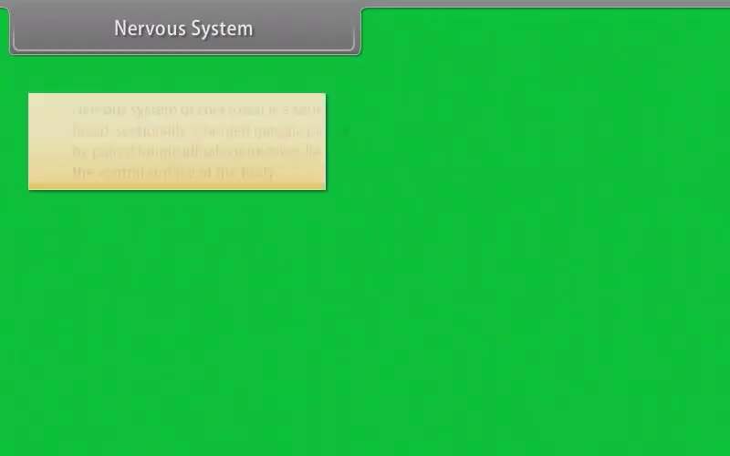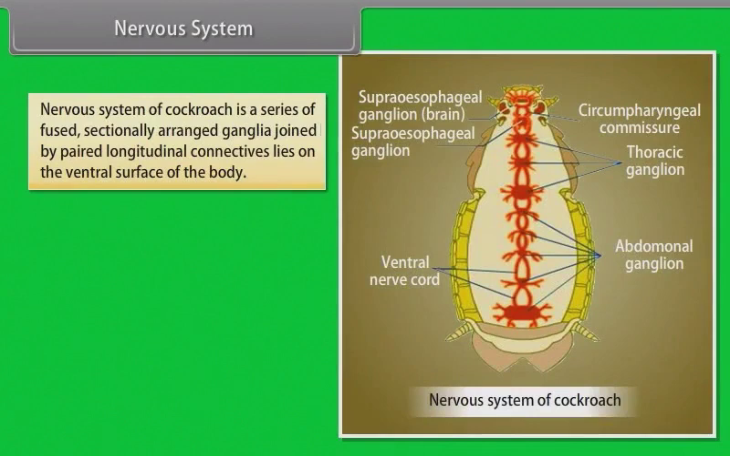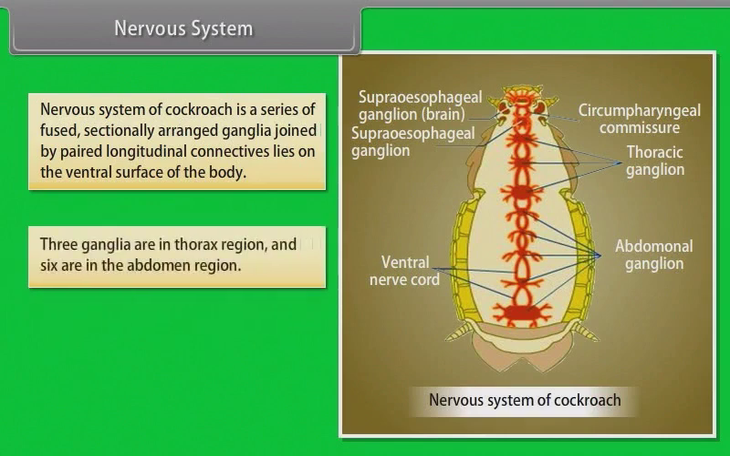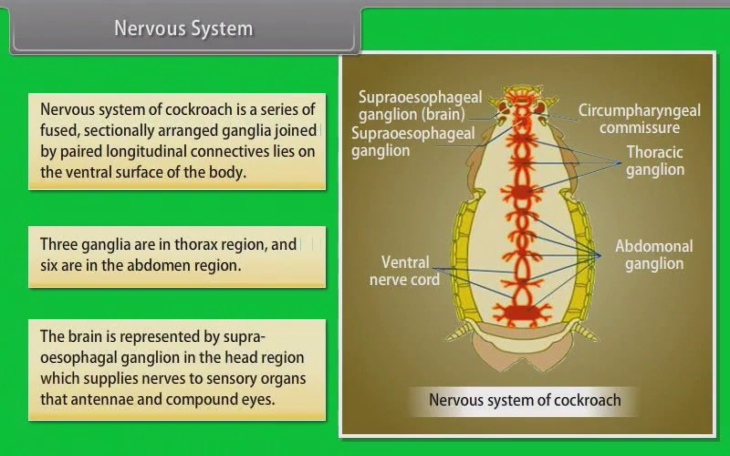Nervous system. The nervous system of the cockroach is a series of fused, segmentally arranged ganglia joined by paired longitudinal connectives, lying on the ventral surface of the body. 3 ganglia are in the thorax region and 6 are in the abdomen region. The brain is represented by the supraoesophageal ganglion in the head region, which supplies nerves to sensory organs, that is, antennae and compound eyes.